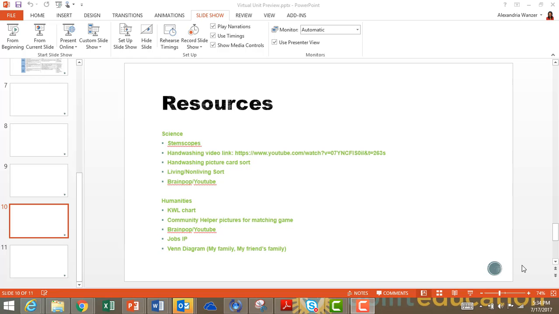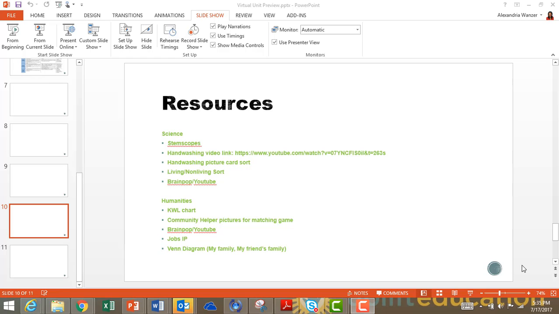And next we have our resources. So I'm going to have resources for science and humanities. Usually it'll be 5 science resources, 5 humanities resources, but 10 in all. I will usually include video links in my resources, but for this unit we'll start with science. I'm going to have some STEM Scopes resources up.